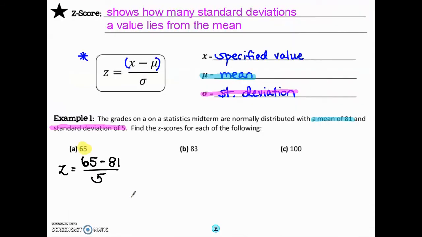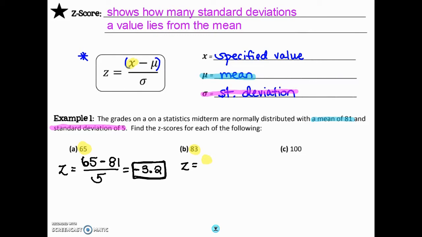That's okay to have a negative z-value, and it makes sense in this case because you were below average. The average score on the test was 81, and you were below it. You were at a 65. Let's go ahead and look at problem B. Same formula, but now I have 83 I'm plugging in. So let's use my colors here. I have 83, which will go here into my x.